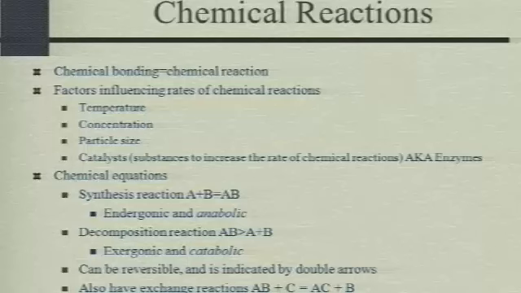Chemical equations. So there are different types of chemical equations. This looks complex. It's really simple if you think about it for a second. A synthesis reaction is when you add two substances together. A plus B equals AB, okay? Also known as endergonic. It takes in heat, and anabolic because it builds up.